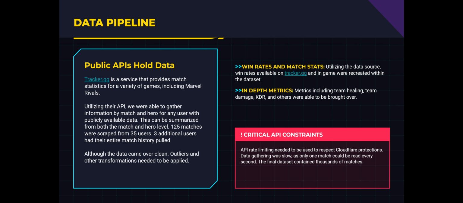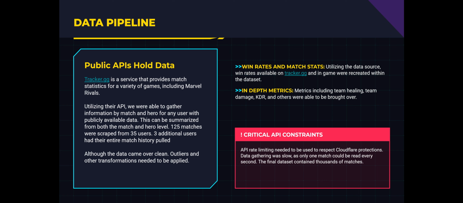Like I said earlier, tracker.gg was the driving force behind this data collection. It's a service that provides match statistics for a lot of different games, including Marvel Rivals. We're able to get statistics like win rates and match stats. More specifically, we can get in-depth metrics, including healing, team damage, kill death ratio, and others. These were able to be split out by individual heroes that were played within one match or multiple, and then do that for every match.